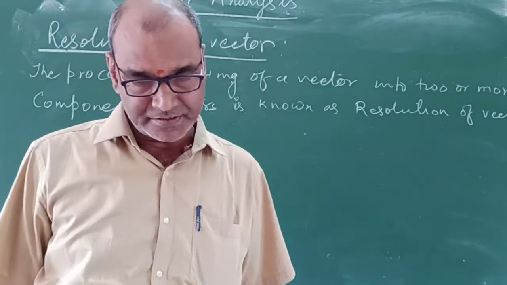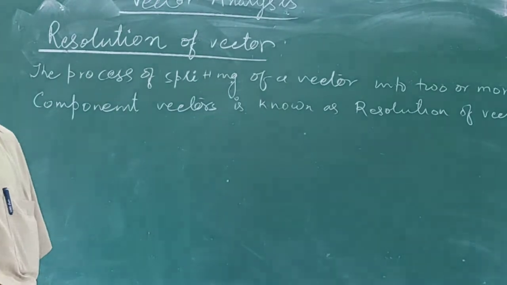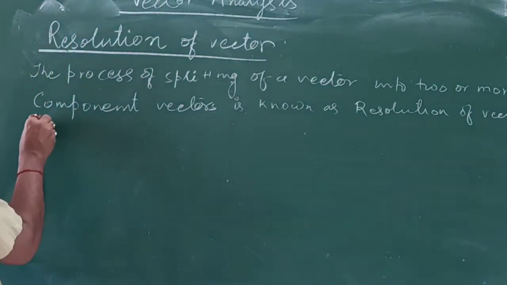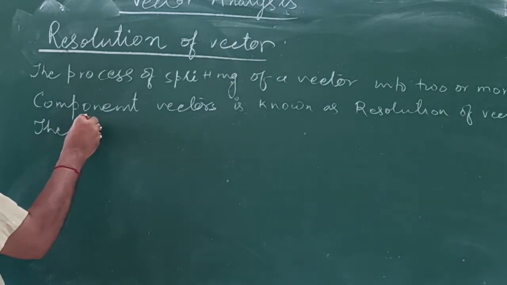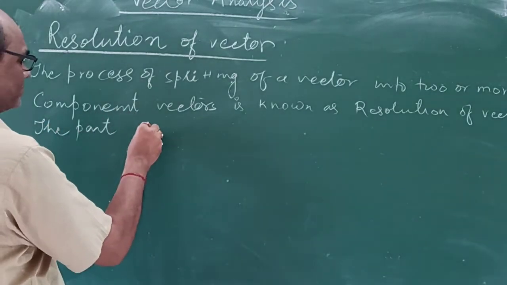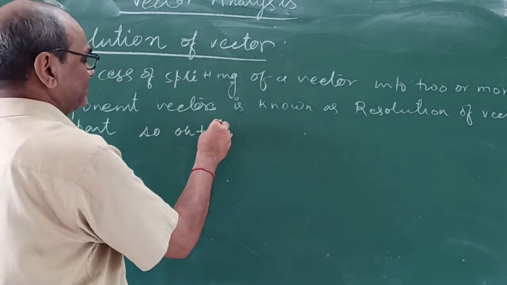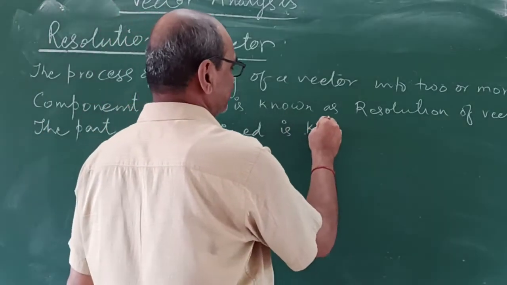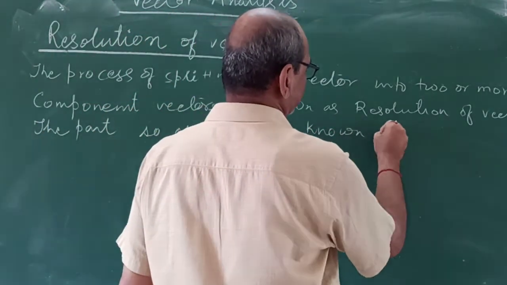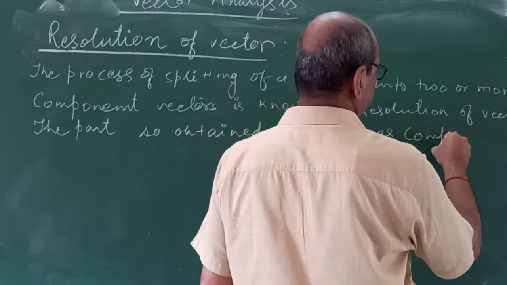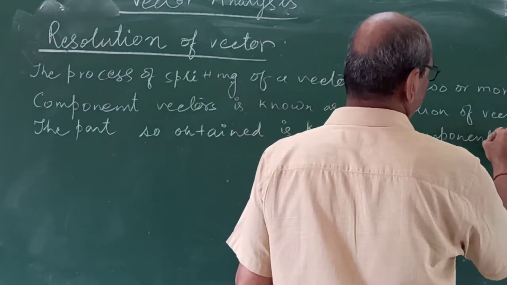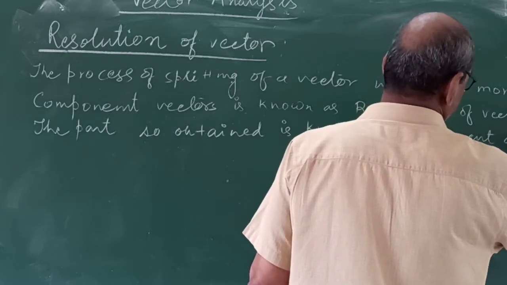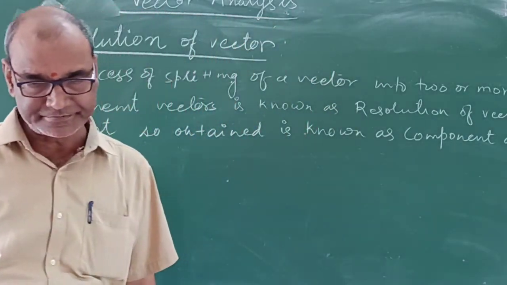The part so obtained is known as component of vectors. Components of vectors. Is it clear?